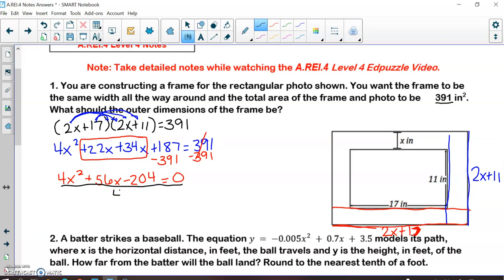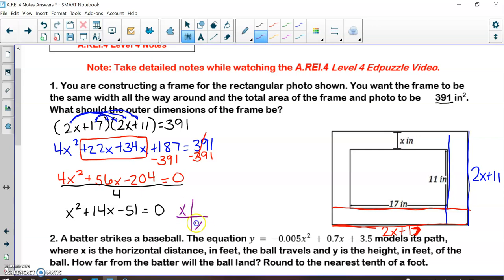So if I divide every single term by 4, it does not change the value of my equation, it just changes how it looks. A 4x squared divided by a 4 would be a 1x squared. A 56x divided by a 4 would be a plus 14x. And a negative 204 divided by a 4 is a minus 51. And a 0 divided by a 4 is a 0. So now, instead of being forced to use the x method on this problem, I can actually use the box method. So I'm going to draw my box.